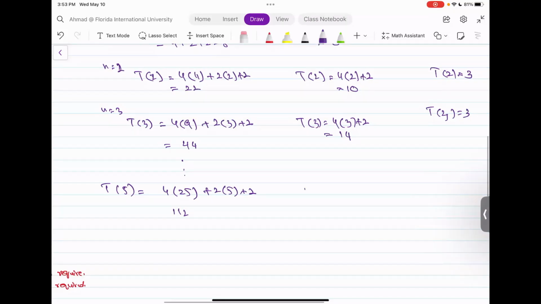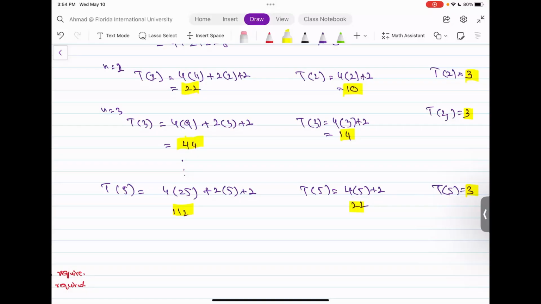And now what happens here? T of 5 is going to be 4 into 5 plus 2, which is going to be 22. And in algorithm C, this is still the same, which is 3. What does this mean? As the input size increases, the time taken by the algorithm increases. Whereas in this algorithm, no matter what the number of inputs is, even if the input is growing, the algorithm is taking a constant amount of time.